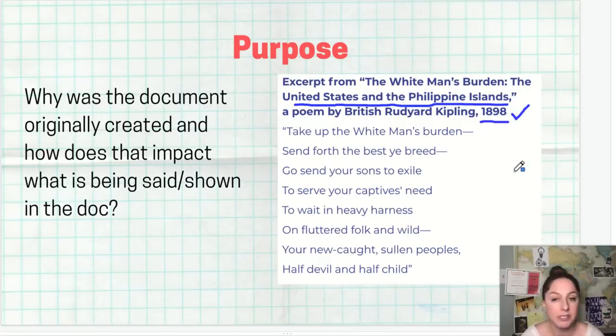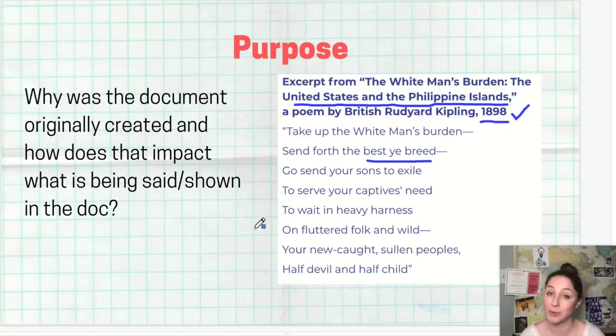So his whole purpose of writing this poem is to convince the United States Congress to annex the Philippines. And so, right, that's the important part, he might be really emphasizing the nobility of this: send forth the best of your breed, right?